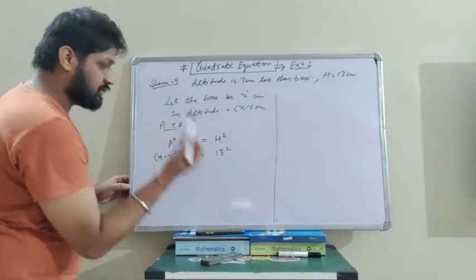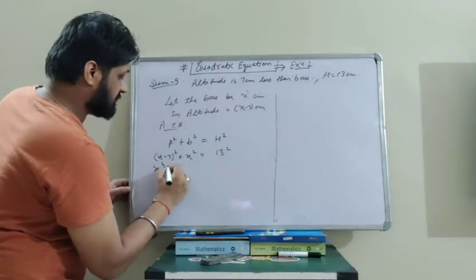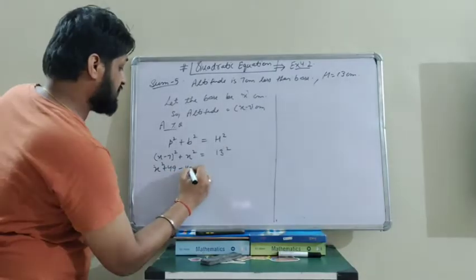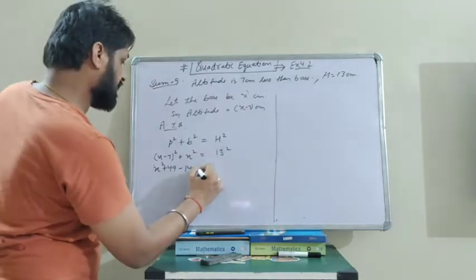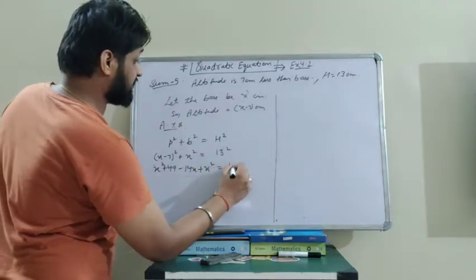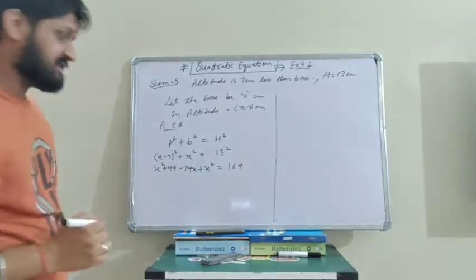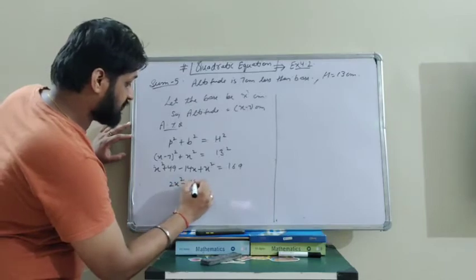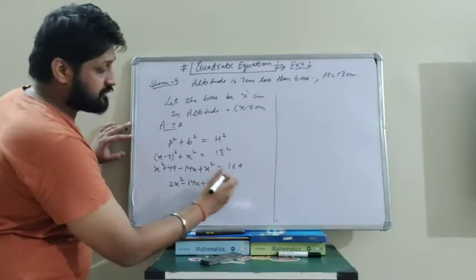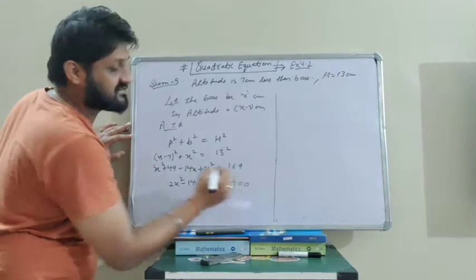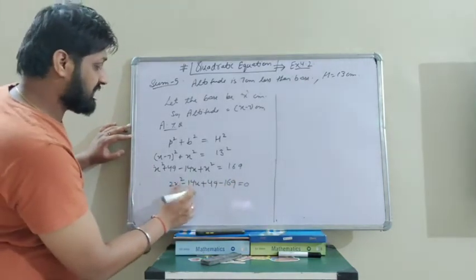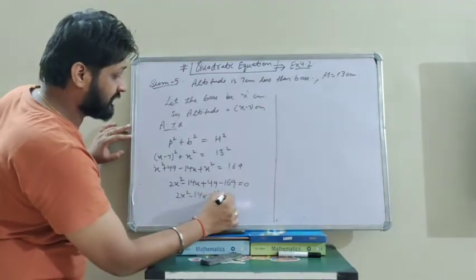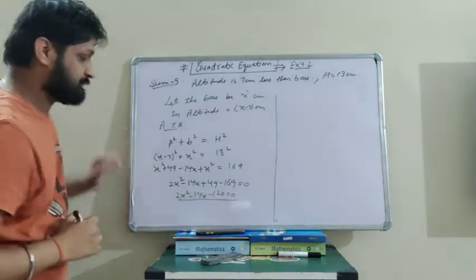Now this is a minus b whole square. Let's open it: a square plus b square minus 2ab. So 2 multiplied, that is minus 14x, plus x square is equal to 169. 13 square is 169. So x square plus x square, 2x square minus 14x plus 49. This will come to the left hand side in order to make it a standard form. So 2x square minus 14x, and here it is minus 120 is equal to 0.